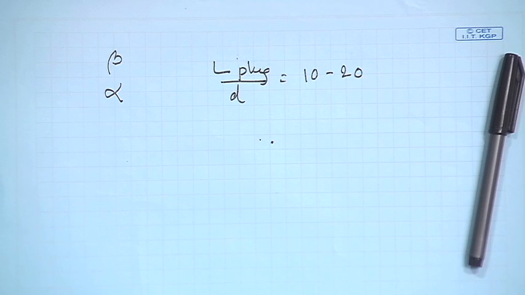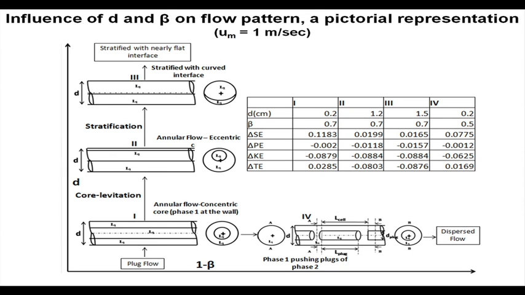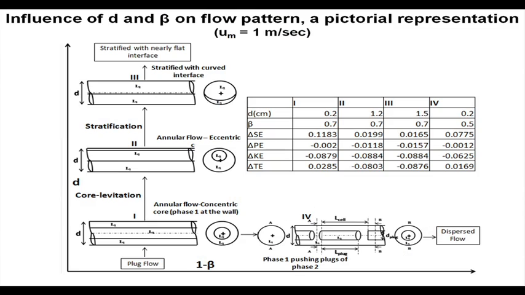So, based on these three postulations: firstly, the minimum energy; secondly, the energy difference between the most stable pattern and the next higher stable pattern should be greater than 7.5%, otherwise it lies in a transition; and if it is plug flow, then a check on the plug length. Based on this, we developed a flow pattern map, which is there in the paper. I have not shown it here because I wanted to show some other interesting aspects which have come out from the model.